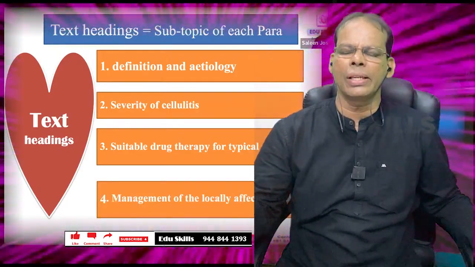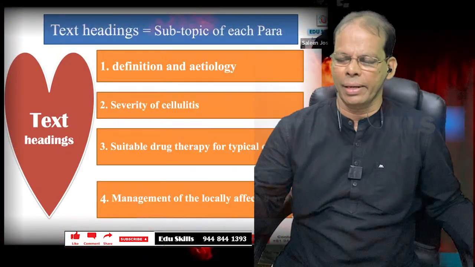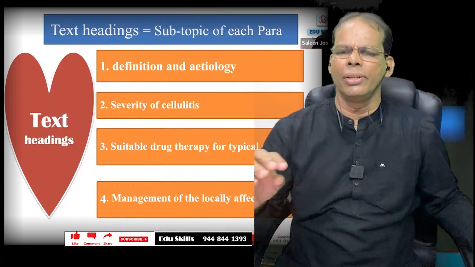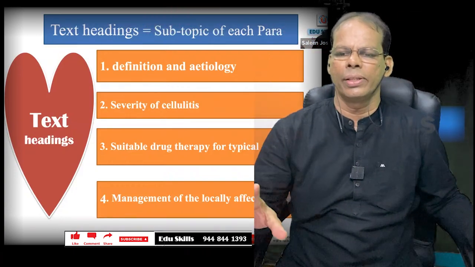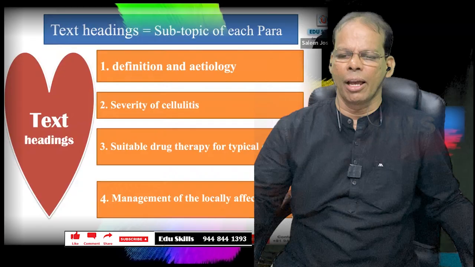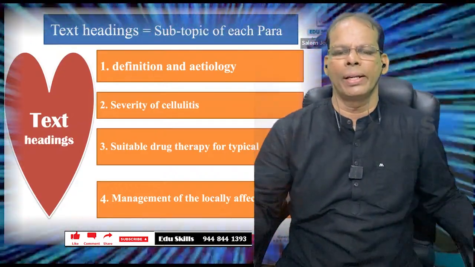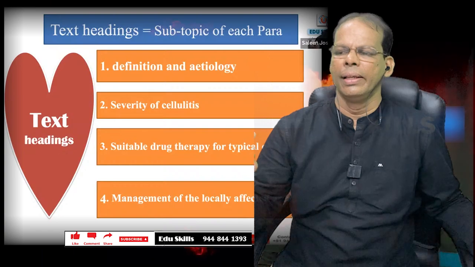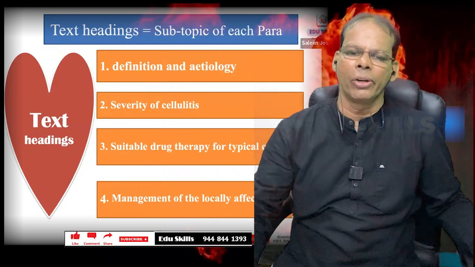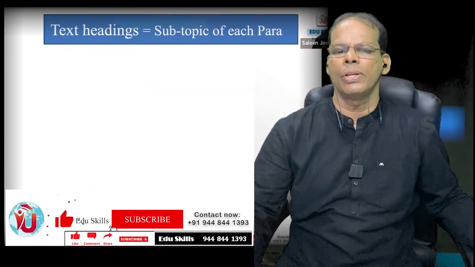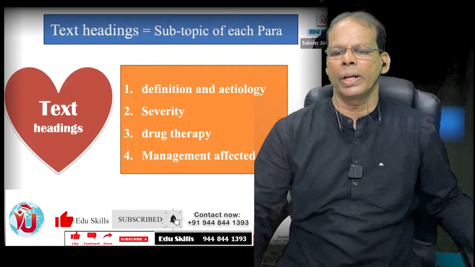So what you can do, when you practice, just write down on paper. In short, you can write definition and etiology, then severity, then therapy, drug therapy, then management. Simple one words, whatever you understand, just for your purpose of understanding, write four words. That will be cool. Text heading, subtopic of each paragraph. So this is what I said.